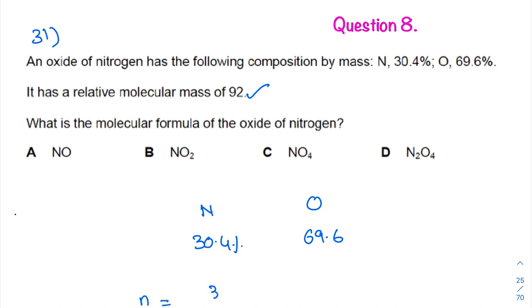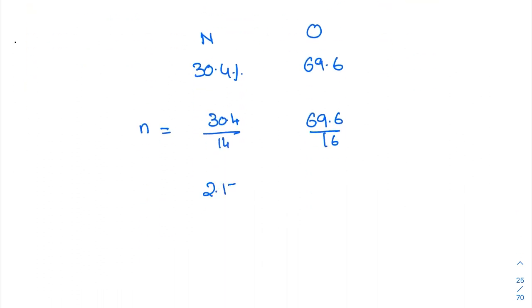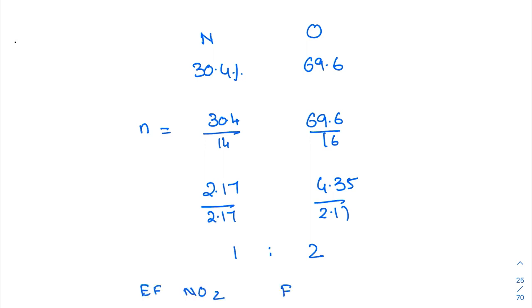So how do I calculate n? Divide by their atomic mass, which is 14 for nitrogen and 16 for oxygen. So I get 2.17 and 4.35. But we have to divide again by the smallest number. So divide by 2.17 and 2.17, so it becomes 1 and 2. So the ratio is 1:2. The empirical formula is NO2. So the empirical formula mass will be 14 plus oxygen 32, which is 46.